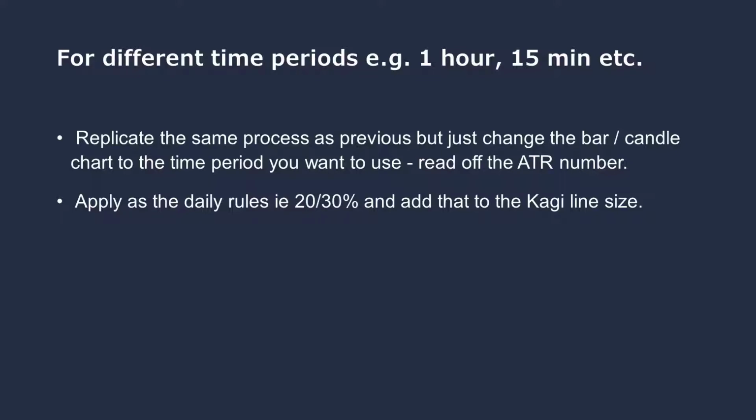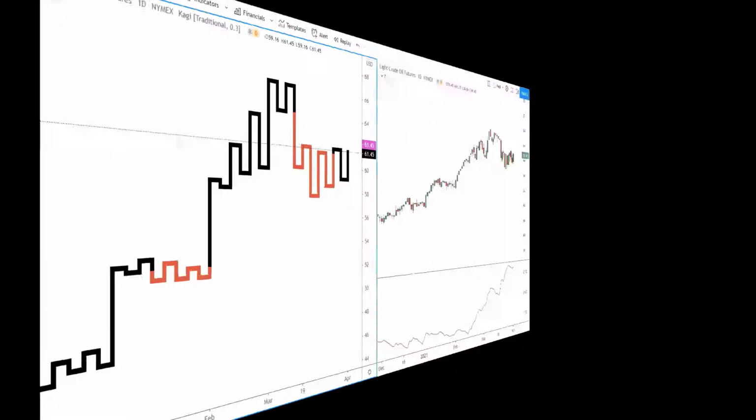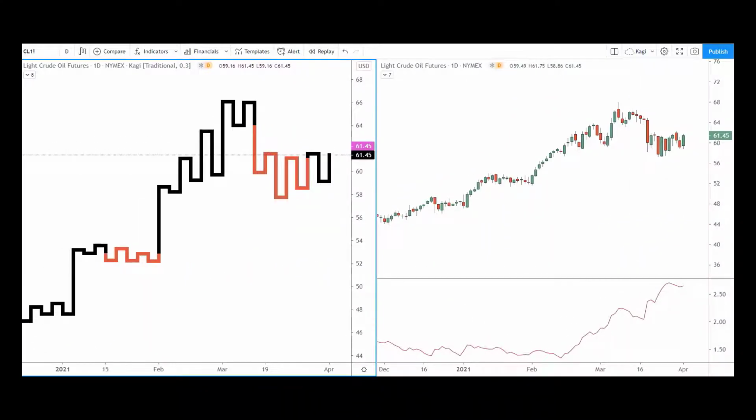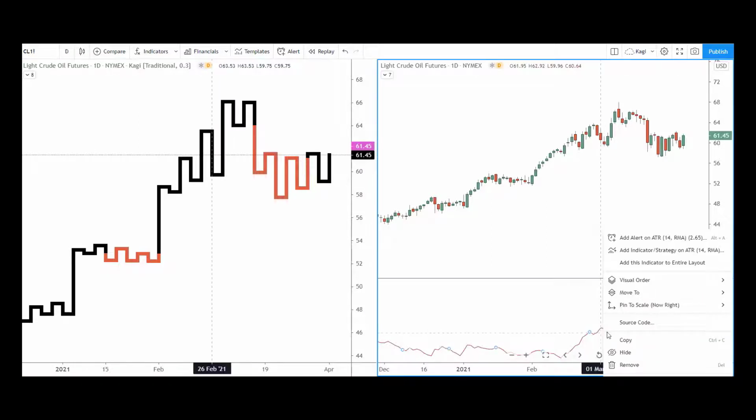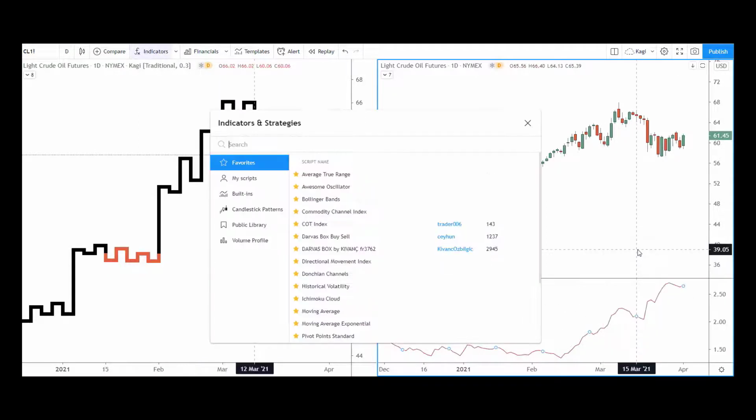So let's take a look at how I would do that. Again, sticking with our crude oil example here, this is exactly the same setup as we saw previously. Now in the bottom right hand corner we have the ATR, and what we're missing is a moving average to smooth out that data. So to add on an indicator to the ATR, I right click onto the ATR, add an indicator onto that, find a moving average, that's applied it there.